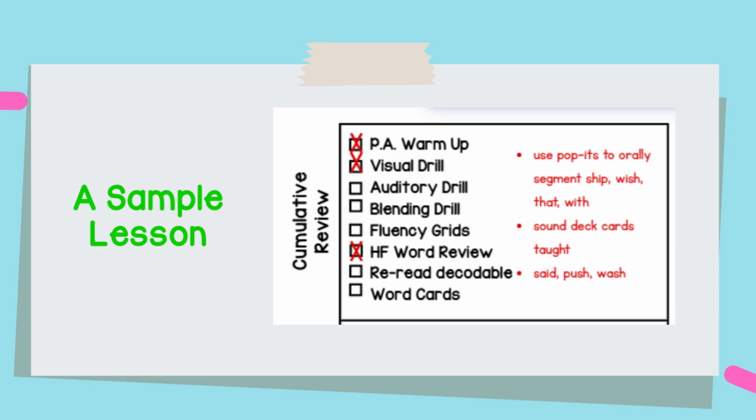So in my cumulative review, I'm going to pick that I'm going to do a phonemic awareness warm-up with the students, and I'm going to use these poppets, which was one of the materials that I mentioned in Module 5. And the students are each going to get a set of poppets, and I'm going to orally say those words that I have listed in red: ship, wish, that, and with. And the students are going to practice segmenting the sounds and popping those sounds with the poppets, saying each of the sounds separately.